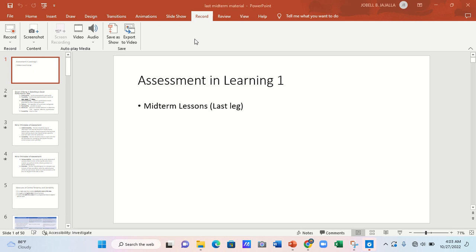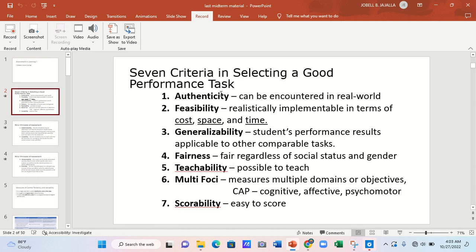Listen closely, because there are many slides to tackle for this day. Now, we go first with the 7 criteria in selecting a good performance task. This is a prelude of Assessment in Learning 2, which focuses more on authentic assessment, or performance-based assessment. So we have the following 7 criteria to consider.